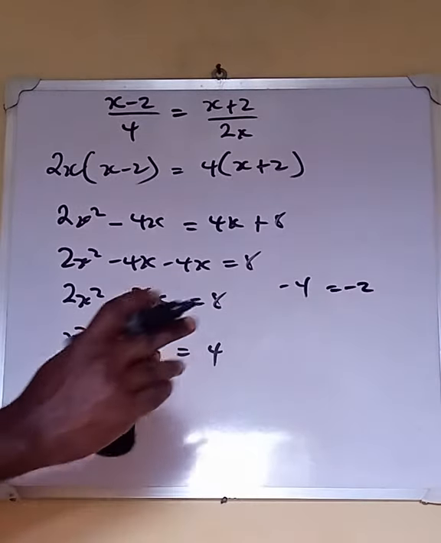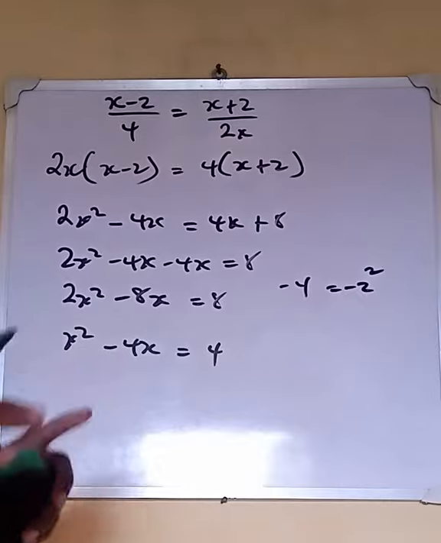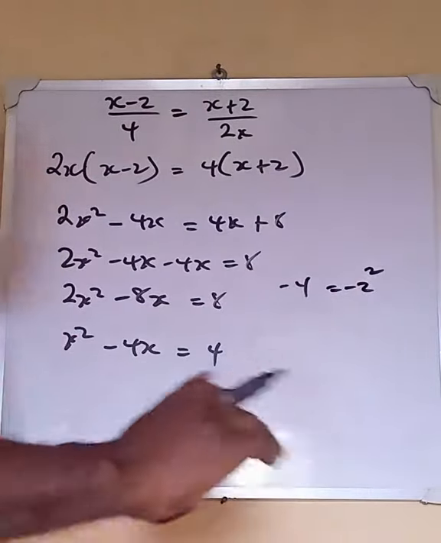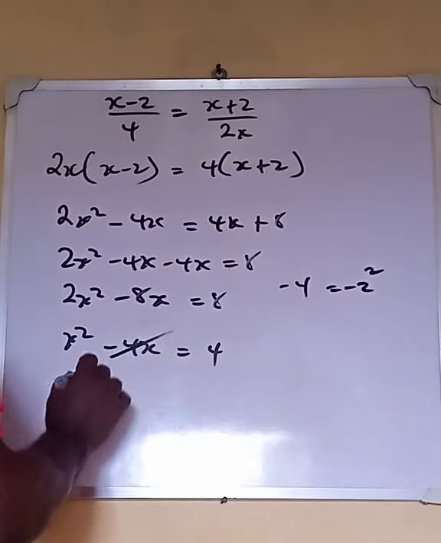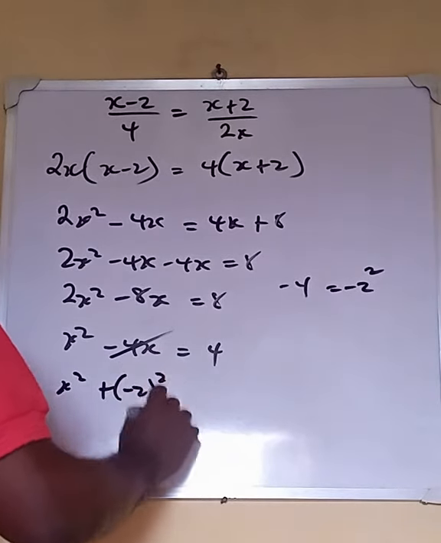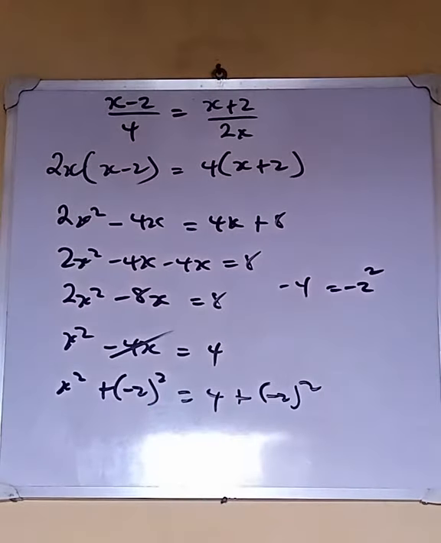Then you square it. Look at it. You square it, then you add to both sides. Minus 2 squared, you add it to both sides. You have x squared plus minus 2 squared equal 4 plus minus 2 squared. That is what you have. It has been added to both sides. Then, having added to both sides, you proceed from there.